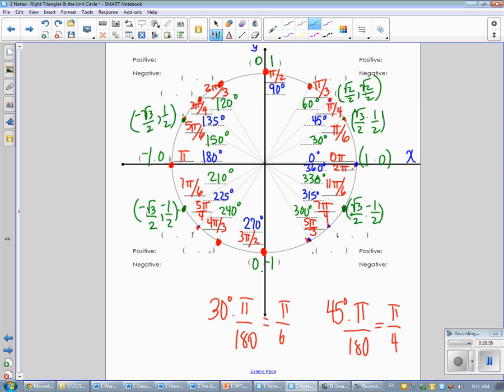If I go to the pi over 4 point in the second quadrant, the distance from x and y are going to be the same, but I just have to pay attention to the direction. So in this quadrant, the x value is going to be negative, but the y value will be positive. In quadrant 3, they're both going to be negative.